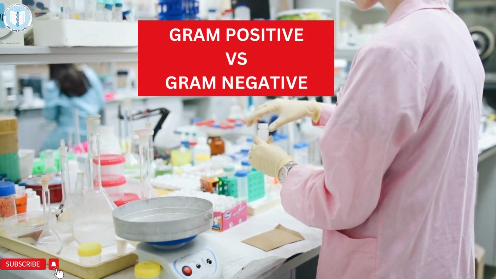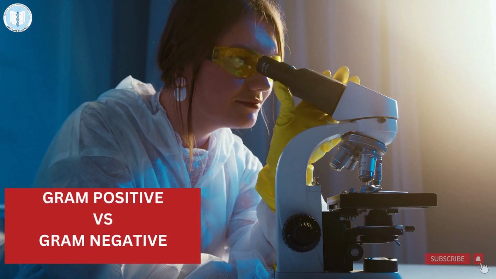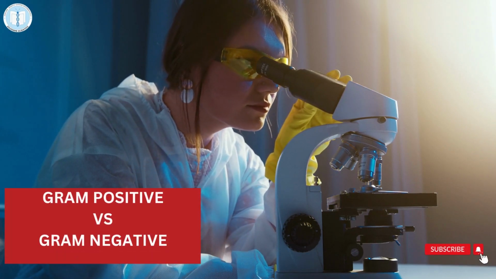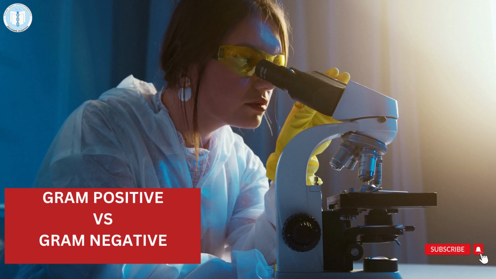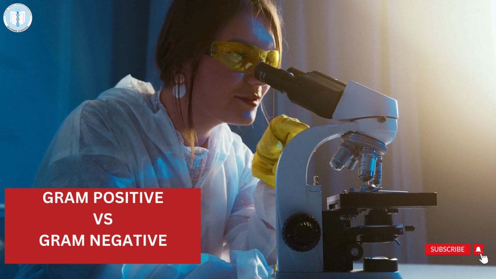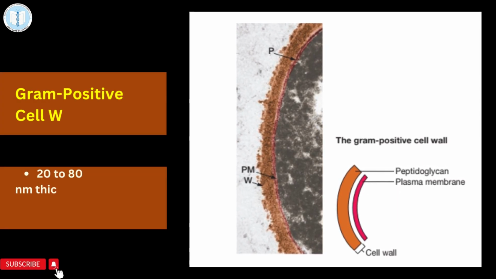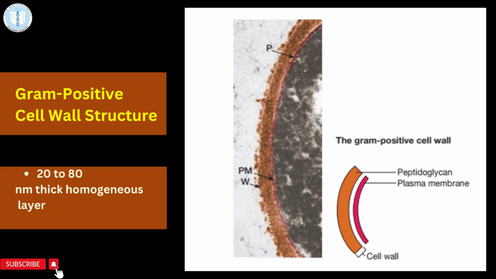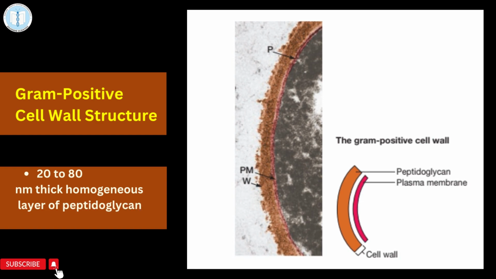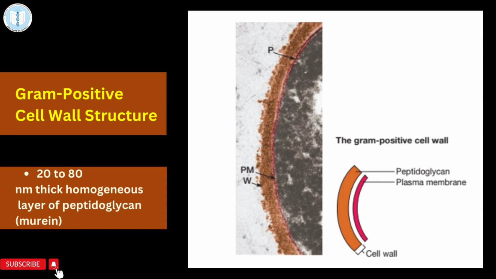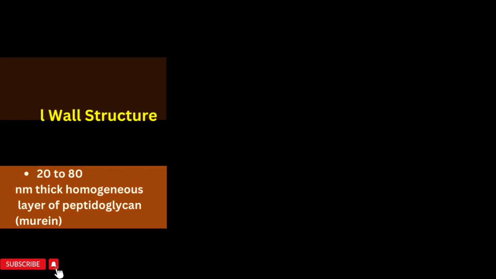Although several explanations have been given for the gram stain reaction results, it seems likely that the difference between gram positive and gram negative bacteria is due to the physical nature of their cell walls. True structural difference between the two groups of bacteria did not become clear until the advent of the transmission electron microscope. The gram-positive cell wall consists of a single 20 to 80 nanometer thick homogeneous layer of peptidoglycan or murein, which is lying outside the plasma membrane.